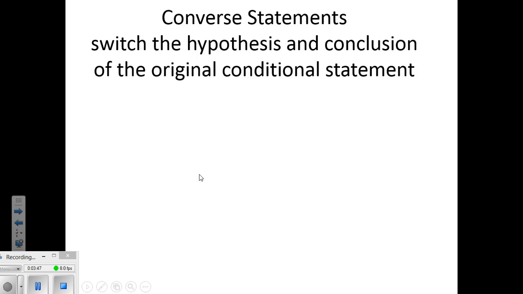Now, when the if and the then are switched, we generate something called converse statements. So the converse statement switches the if and the then components. It switches the hypothesis and the conclusion. That is, the hypothesis of one becomes the conclusion of the other, and vice versa. Let's take a look at some examples. If I live in Philadelphia, then I live in Pennsylvania.